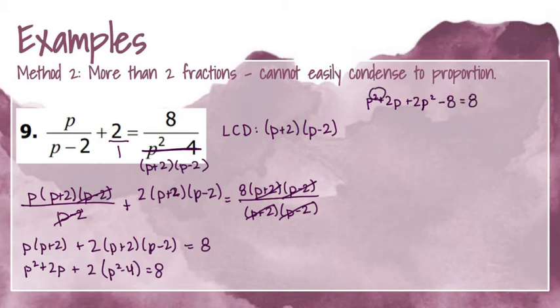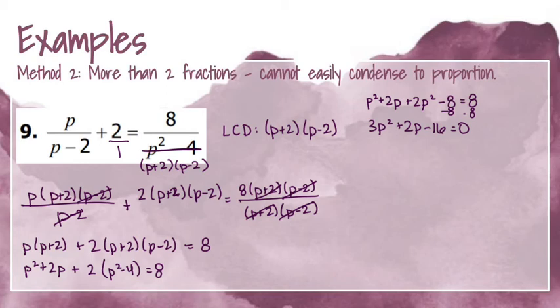And then we've got these squared, so that's going to be a quadratic, so we're going to bring everything to the same side. So we'll have 3p squared plus 2p, and then I'm going to subtract 8 from both sides, and we'll get minus 16 equals 0. So now we are ready to factor.